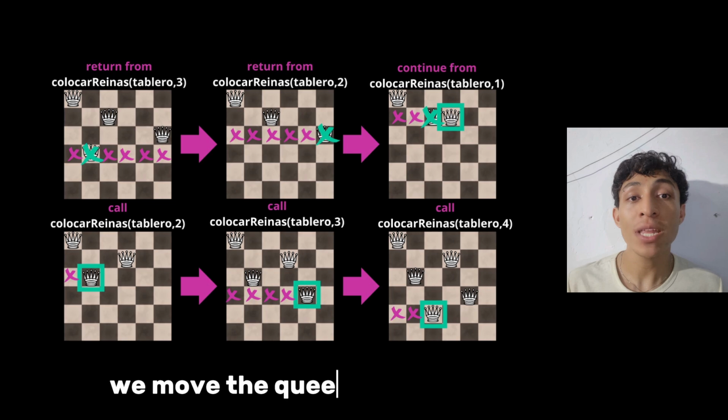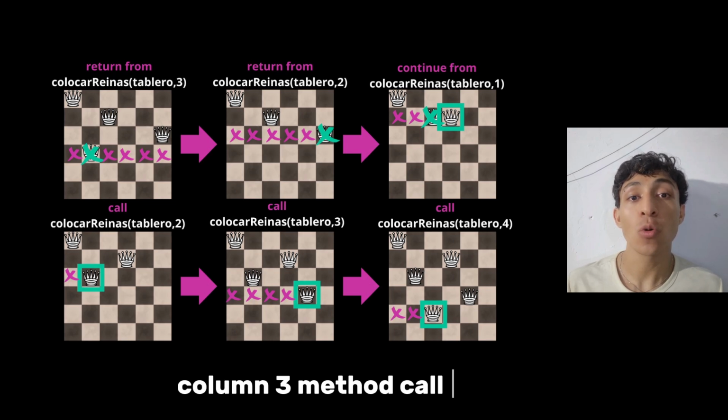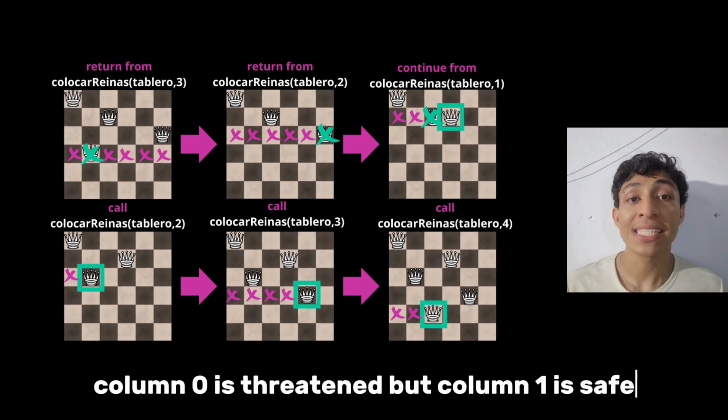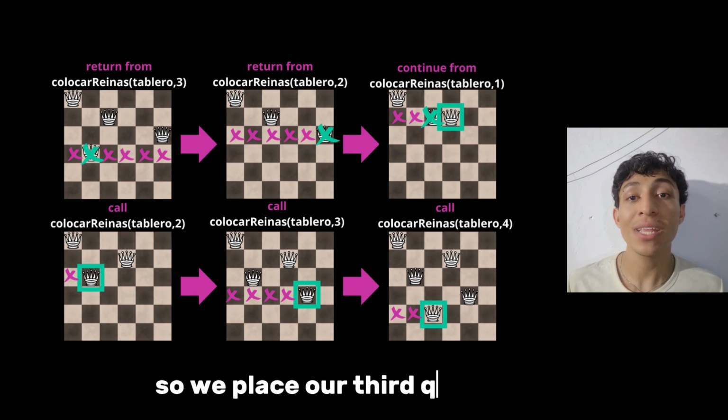We move the queen to the next safe spot, column 3. Method call at row 2. Column 0 is threatened, but column 1 is safe, so we place our third queen there.